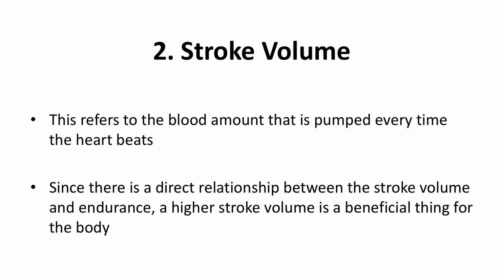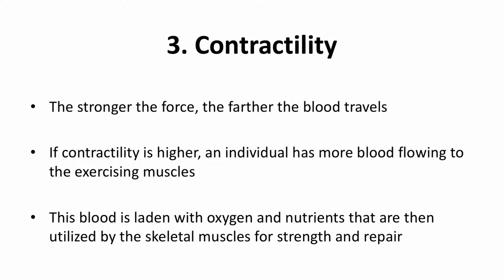Since there is a direct relationship between the stroke volume and endurance, a higher stroke volume is a beneficial thing for the body. 3. Contractility. This refers to the force with which your heart pumps blood to the body. The stronger the force, the farther the blood travels. If contractility is higher, an individual has more blood flowing to the exercising muscles. This blood is laden with oxygen and nutrients that are then utilized by the skeletal muscles for strength and repair.